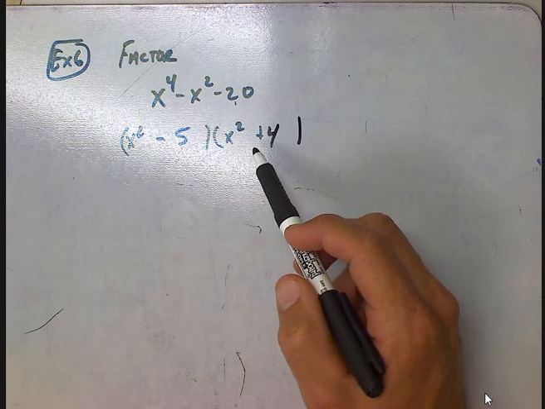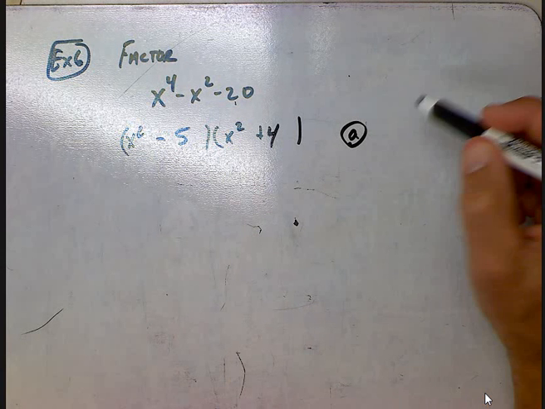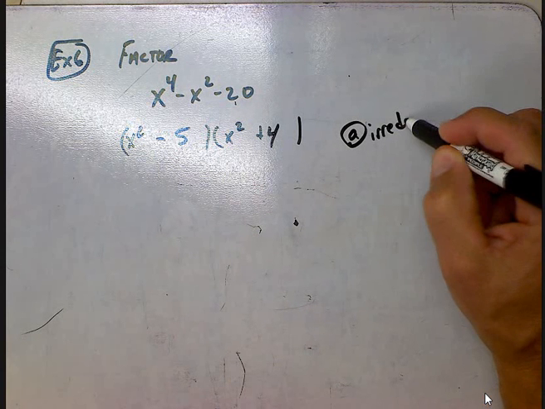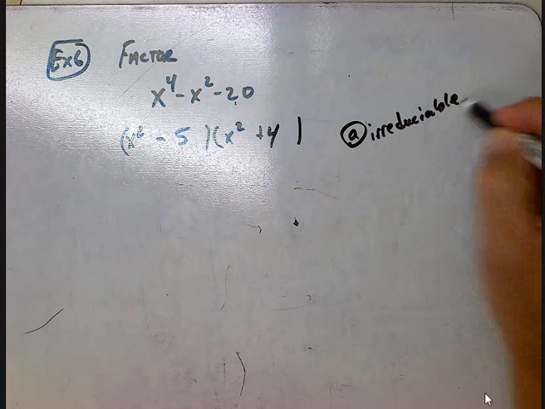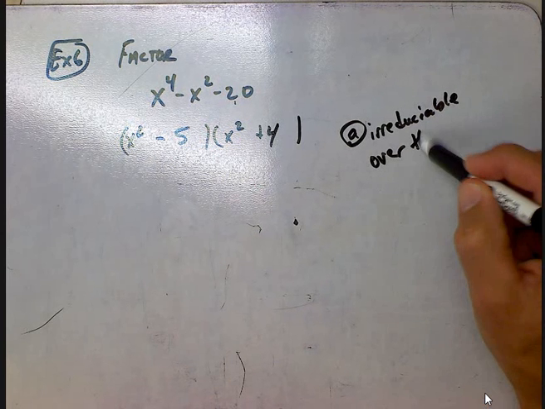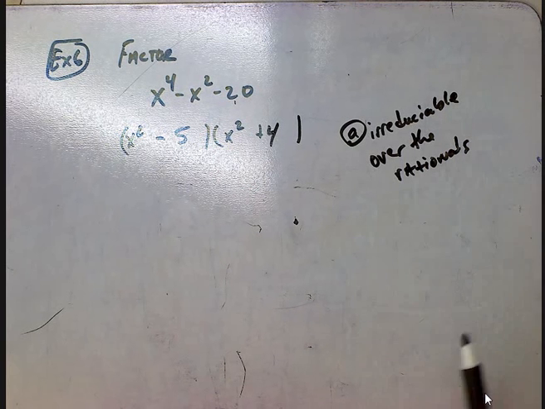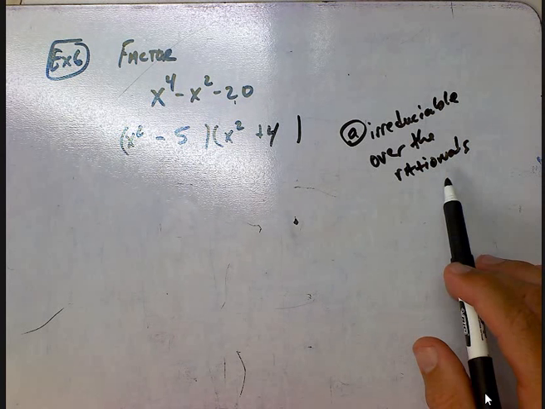So this has a name, and this is called irreducible, which means it doesn't factor, over the rationals, which means it doesn't factor anymore with rational numbers. Okay? Well, now we can do something with this.